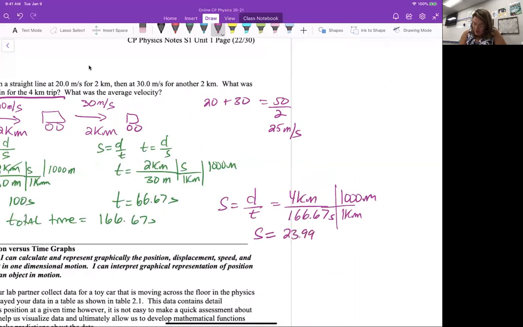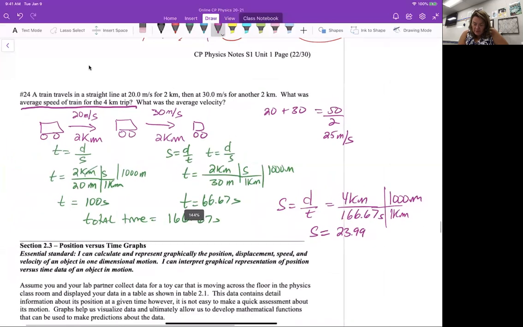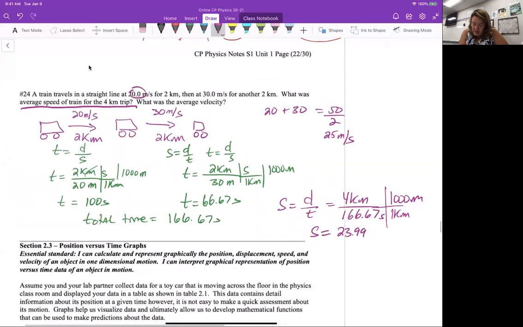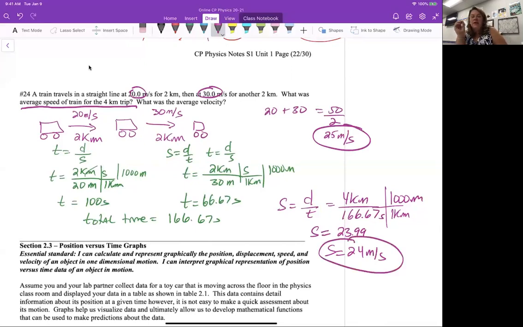23.99. So how many sig figs should I have? This has 3, this has 3. Technically, I have 1, and I could be at 20, but I'm going to just say, again, even in AP Physics, we don't have to be 100% accurate on sig figs. So I would say 24 meters per second. Now it's pretty close, but this is technically the correct way to determine average speed.